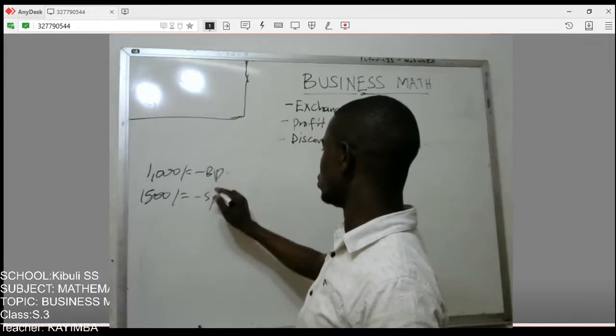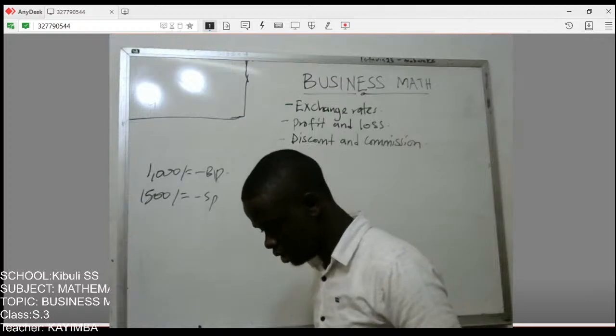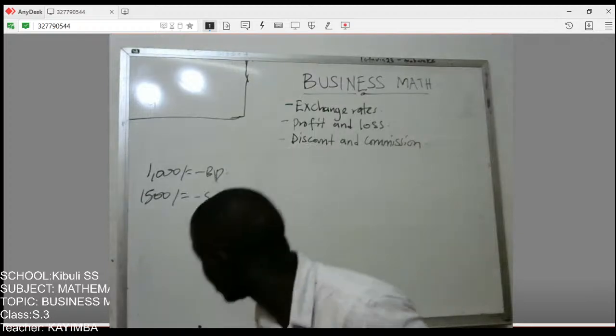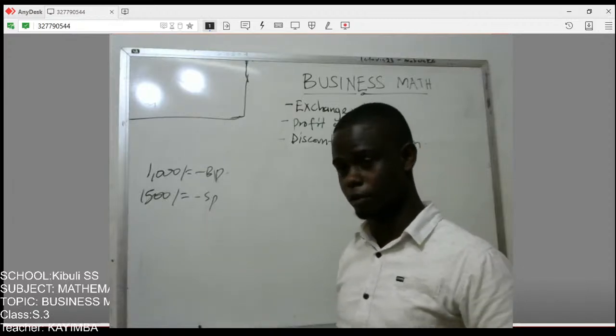So in other words, when you look at this, the selling price is higher than the buying price. So in this case, this person will make a profit of how much? 500. There will be a profit of 500.